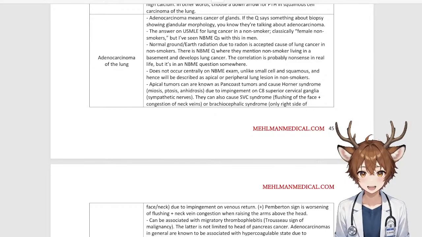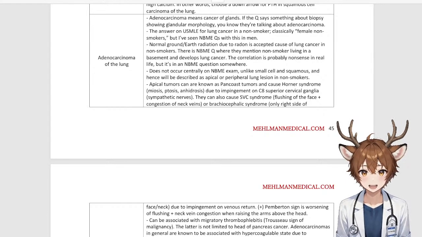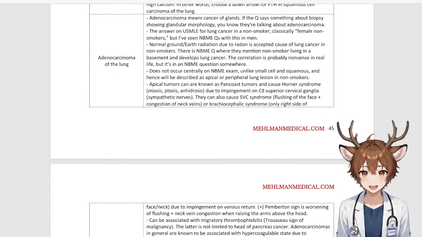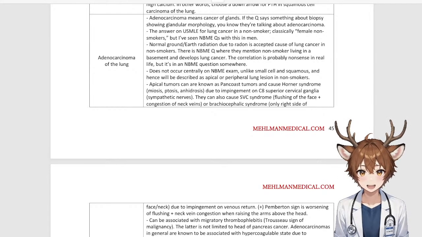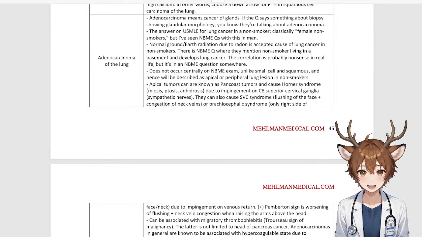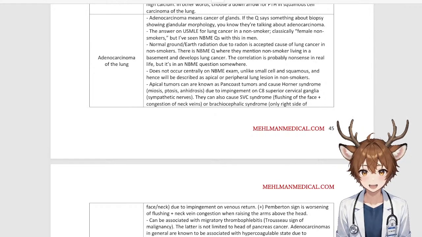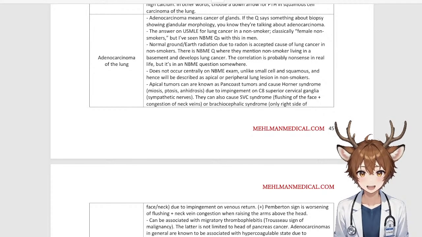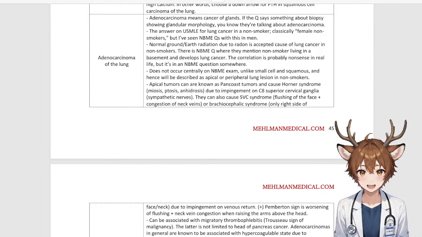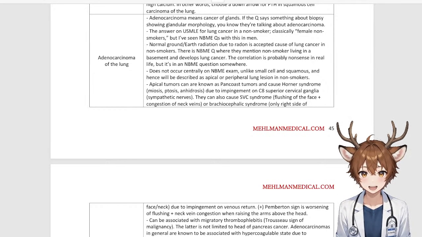What about adenocarcinoma of the lung? Adenocarcinoma means cancer of glands. If the question says something about biopsy showing glandular morphology, you know they're talking about adenocarcinoma. The answer on the USMLE for lung cancer in a non-smoker, classically female non-smokers, but I've seen NBME questions with this in men. Normal ground/earth radiation due to radon is an accepted cause of lung cancer in non-smokers. There's an NBME question where they mention a non-smoker living in a basement who develops lung cancer. The correlation is probably nonsense in real life, but it's an NBME question somewhere.